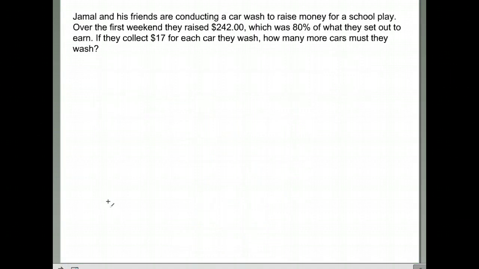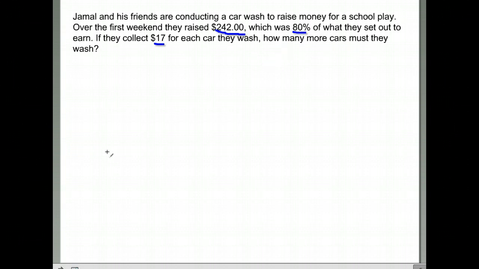Okay, let's take a look at this next one. Jamal and his friends are having a car wash to raise money for a school play. Over the first weekend, they make $242. That was 80% of what they set out to earn. If they collect $17 for each car, that's a pretty expensive car wash. How many more cars do they need to wash to get to their goal? They've only done 80% so far.